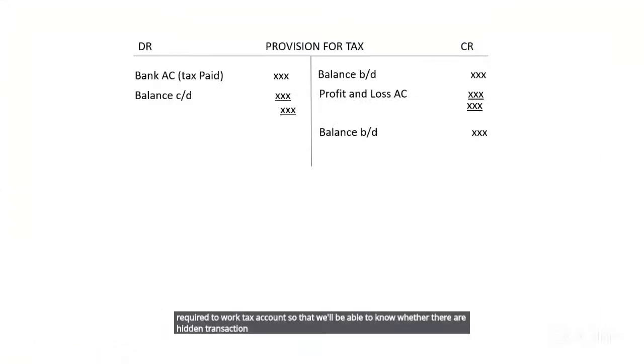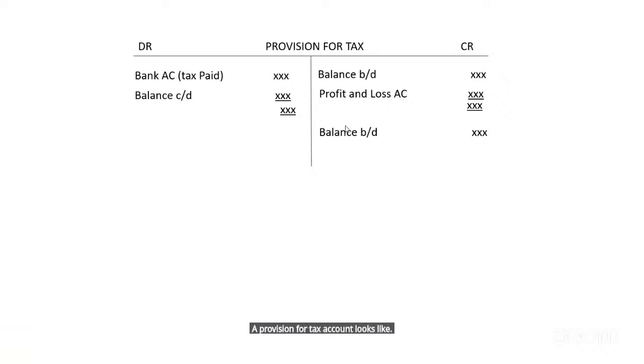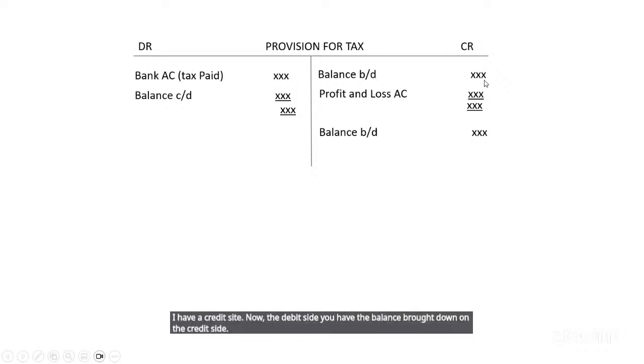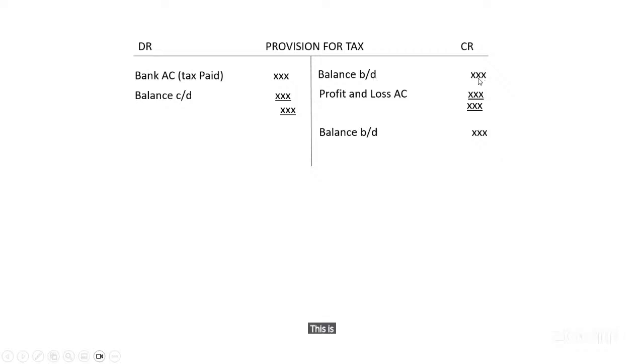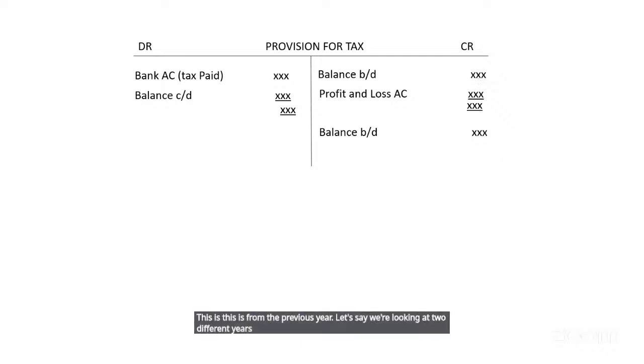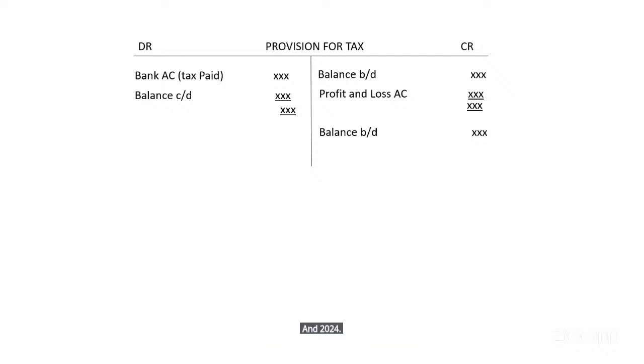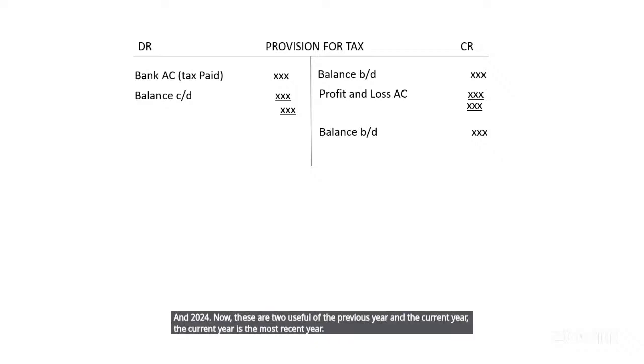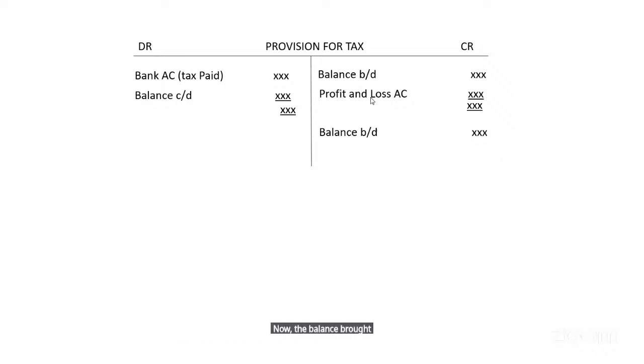A provision for tax account looks like this: we have the debit side and the credit side. On the credit side, we have the balance brought down. This is from the previous year. Let's say we're looking at two different years, 2023 and 2024. We have the previous year and the current year. The current year is the most recent year. The balance brought down here is the amount from the previous year.